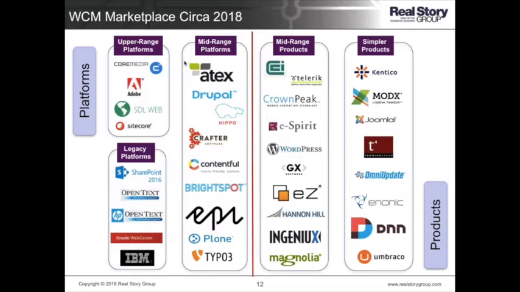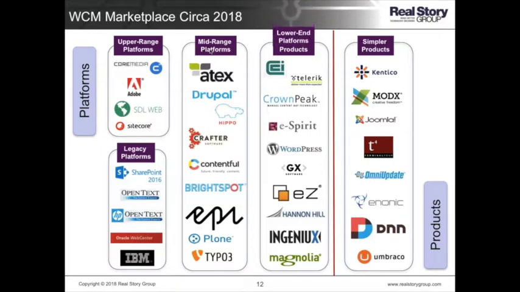But the broader point here is that this is a complexity spectrum from really complex platforms to simple products. And one of the things that we see happening in 2018 is this notion of, now we call what used to be mid-range products, we're now calling lower-end platforms.